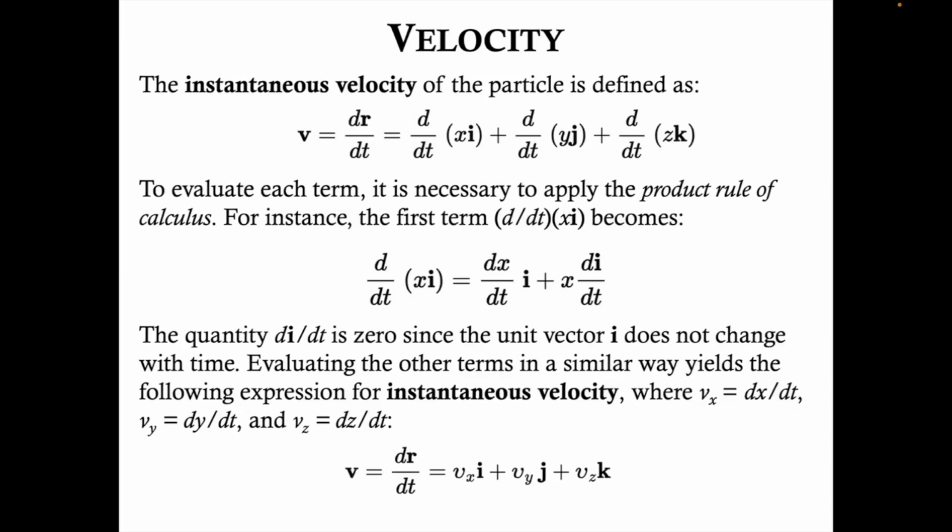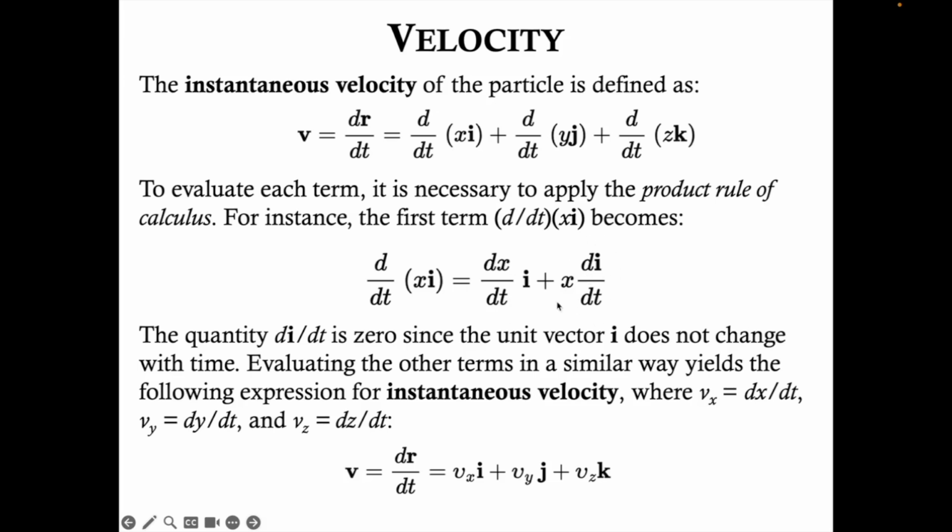The instantaneous velocity of the particle is defined as follows. Vector v equals dr by dt. So in this context, that would be d by dt of all 3 of these terms. To evaluate each term, it is necessary to apply the product rule of calculus, taking a time derivative of a product of 2 things. For instance, the first term, d by dt of x i hat, becomes the following: dx by dt times i hat plus x times d i hat by dt.